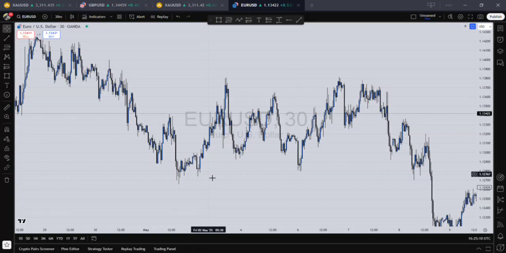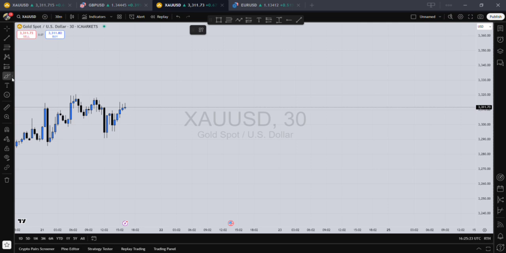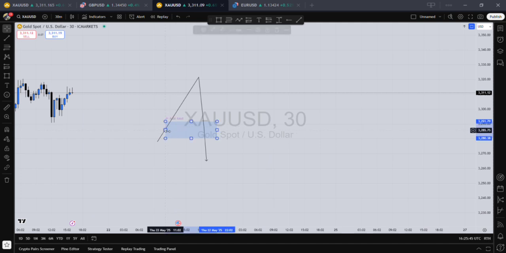All right. So what happens when the fair value gap is not respected? So for example, let's say we have a fair value gap around here, and price broke it without reacting. Okay, price broke it without reacting.